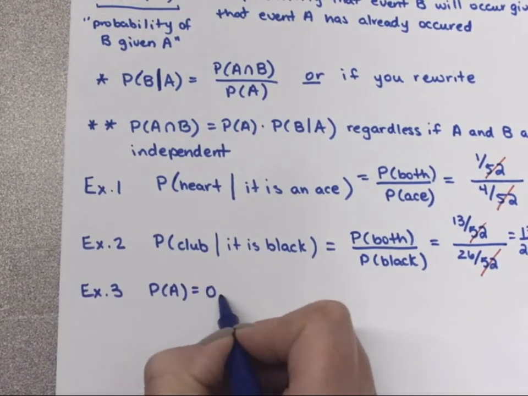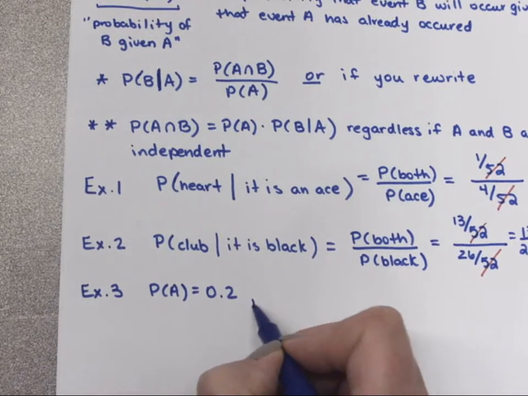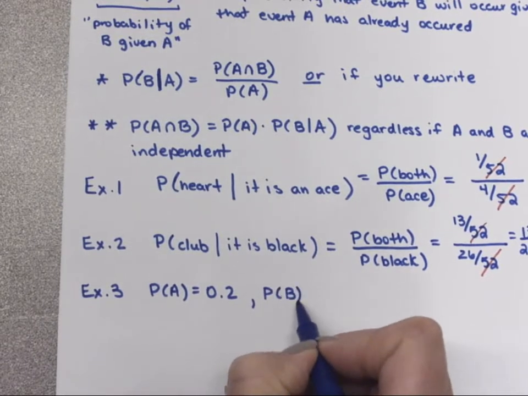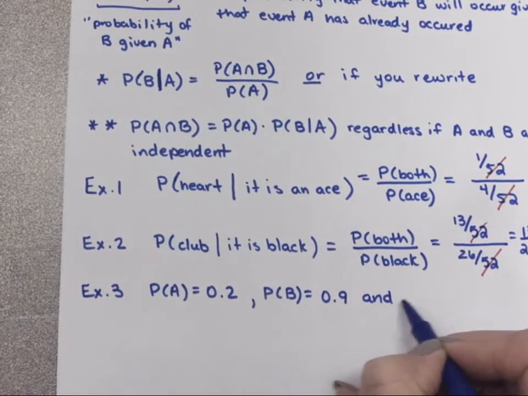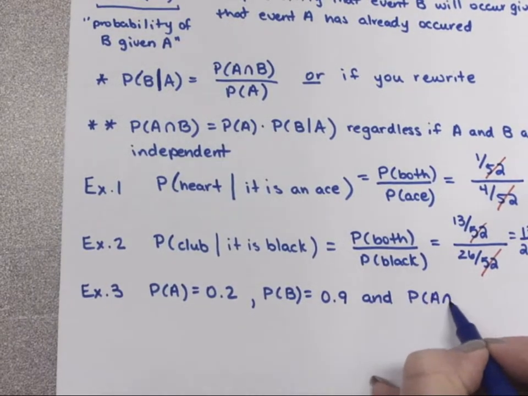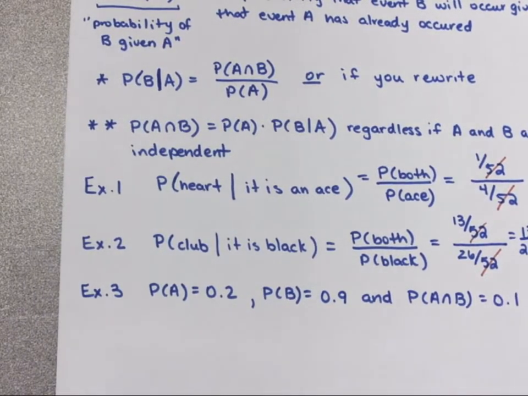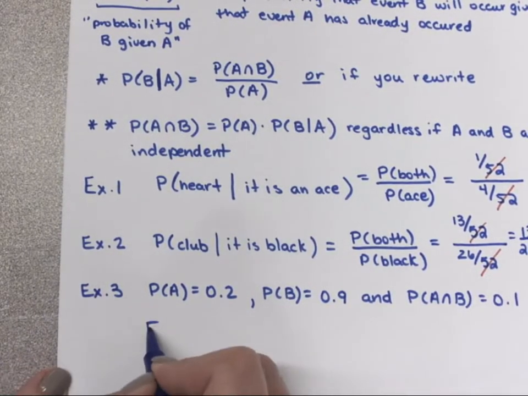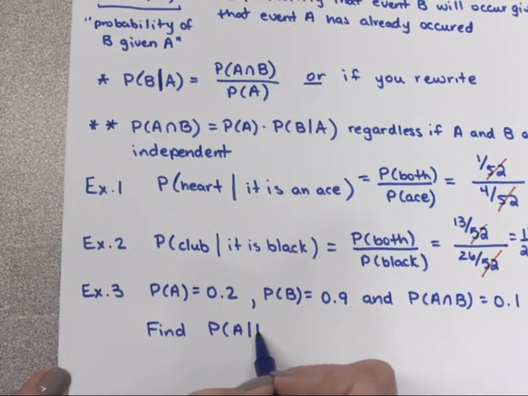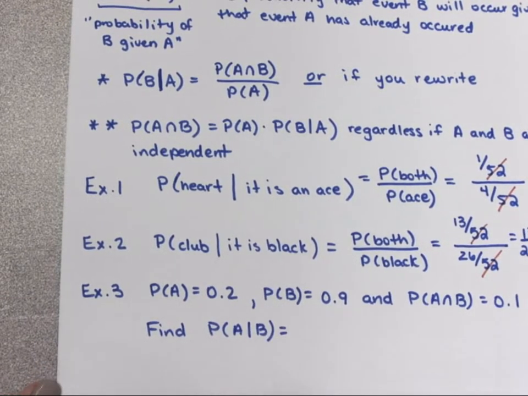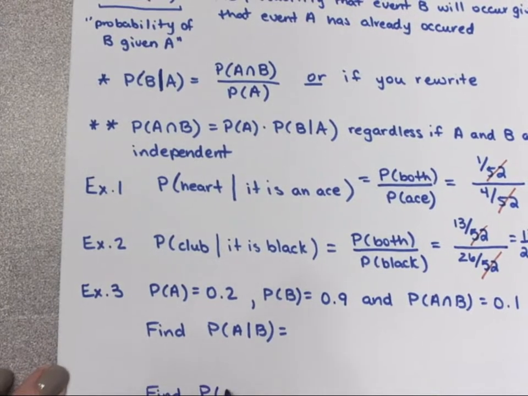All right, so let's say I have a few events here. The probability of A is 0.2. Let's say the probability of event B is 0.9. And the probability that they both occur together is 0.1. And I want you to find two things. I want you to find the probability of A given B. Maybe leave a little space. And I also want you to find the probability of B given A.